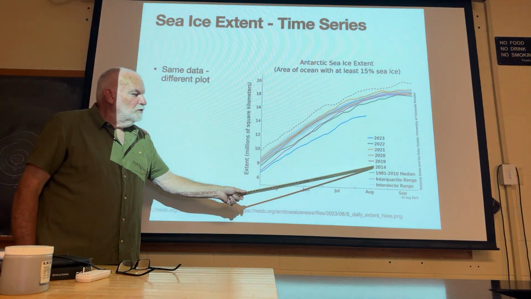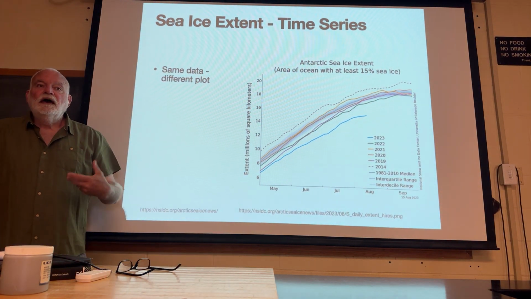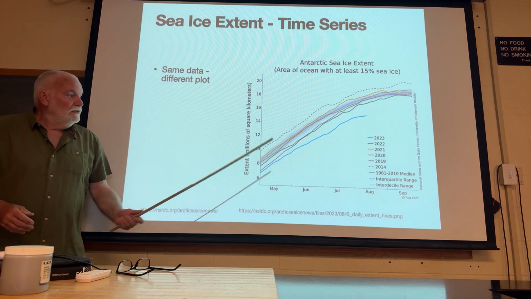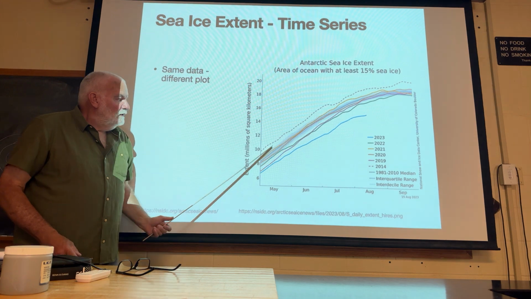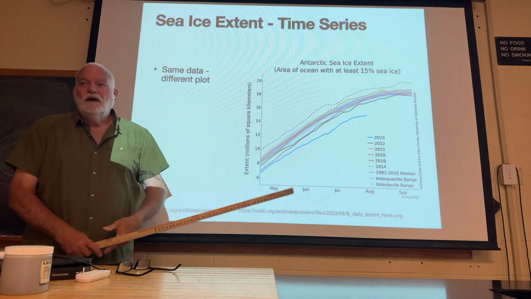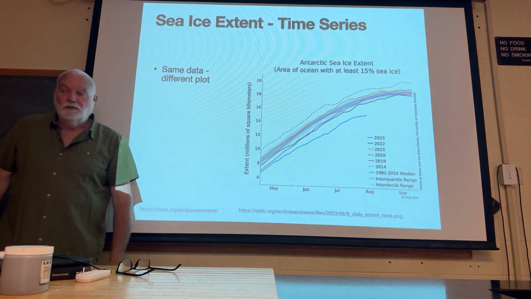And so the year 2014 had a lot more sea ice in Antarctica than the average. The golden years, 2021, sort of the same, and then what's happening so-called in 2023.